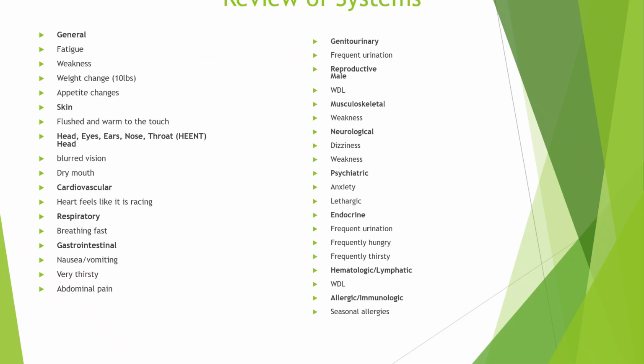This is my review of systems. So we have fatigue, weakness, a weight change of 10 pounds, appetite changes. The patient is flushed and warm to the touch. He has blurred vision, dry mouth. Cardiovascular: heart feels like it's racing. Respiratory rate is fast. Nausea, vomiting, very thirsty. He has weakness, dizziness, anxiety, lethargy, and then once again we have the endocrine symptoms of frequent urination, always hungry, thirsty. And then that is all.